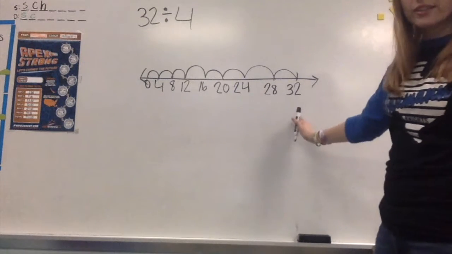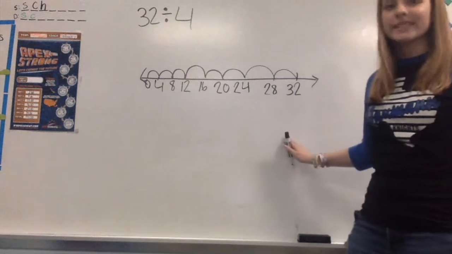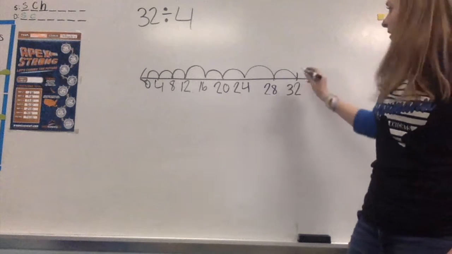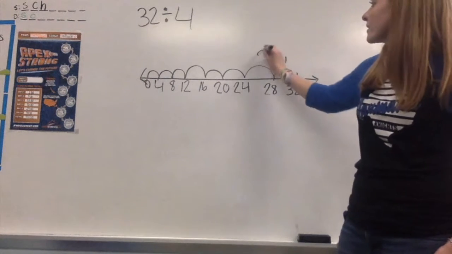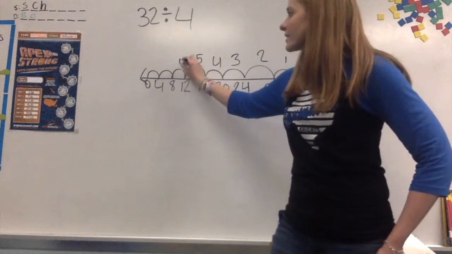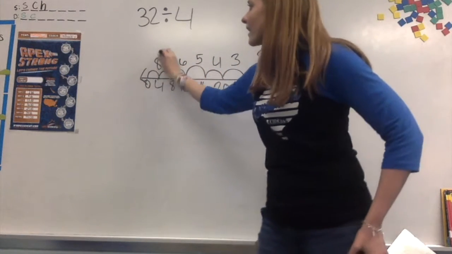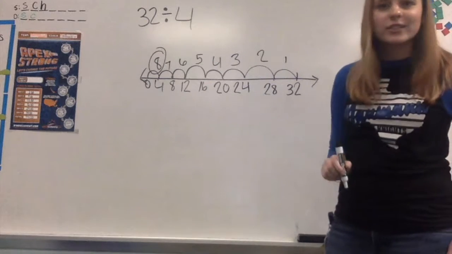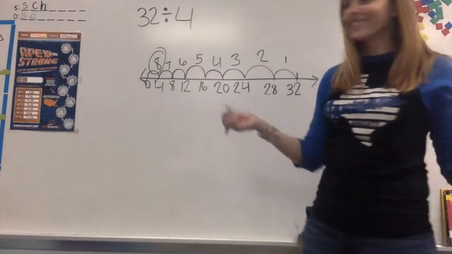So we've made 32 by hops of 4. Now we need to count and see how many hops we made. So we started here. 1, 2, 3, 4, 5, 6, 7, 8. So 32 divided by 4 is 8.